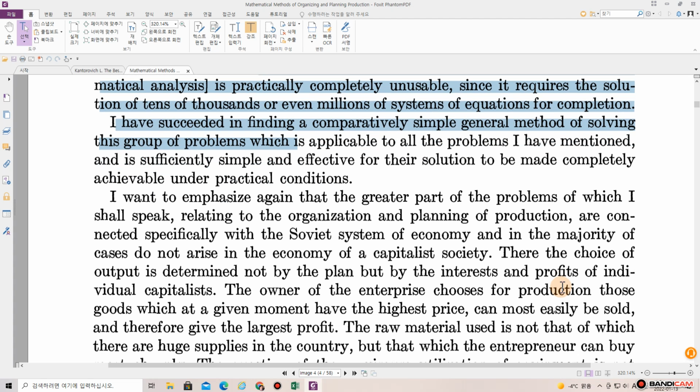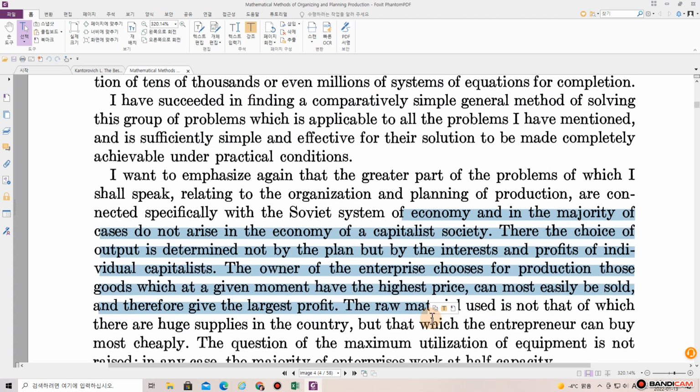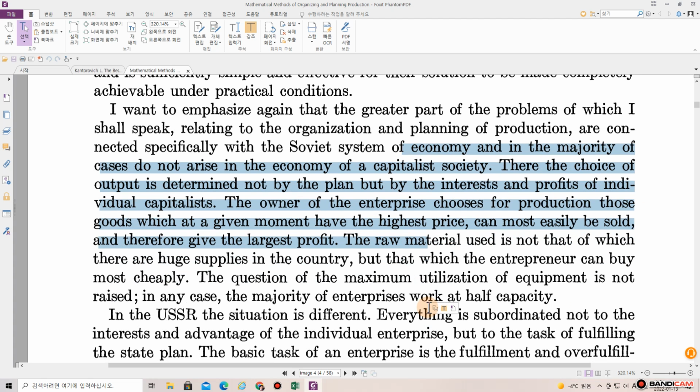relating to the organization and planning of production are connected specifically with the Soviet system of economy, and in the majority of cases do not arise in the economy of a capitalist society. There, the choice of output is determined not by the plan, but by the interests and profits of individual capitalists. The owner of the enterprise chooses for production those goods which at a given moment have the highest price, can most easily be sold, and therefore give the largest profit.